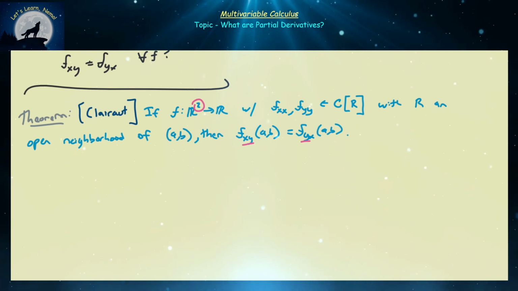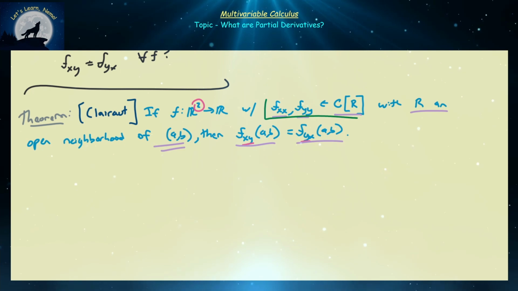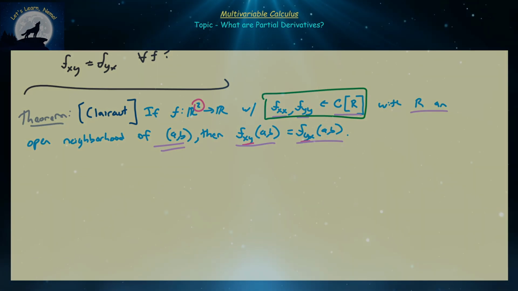Let's also assume that this function's second order partial derivatives, fxx and fyy, are both continuous in some region, where this region is an open neighborhood of some point AB for which you're interested in finding the second mixed order partial derivatives at that point. Then, regardless of the order you take, you're going to get the same exact value, right? So in order to guarantee that it gives you the same value, just take the second order partial derivatives and make sure they're continuous at that particular point, i.e. the limit equals the function value at AB.